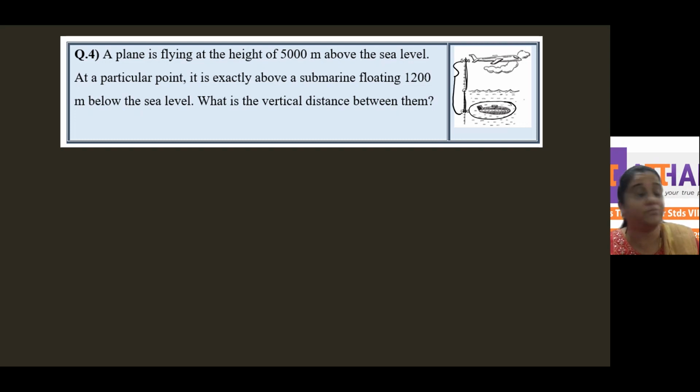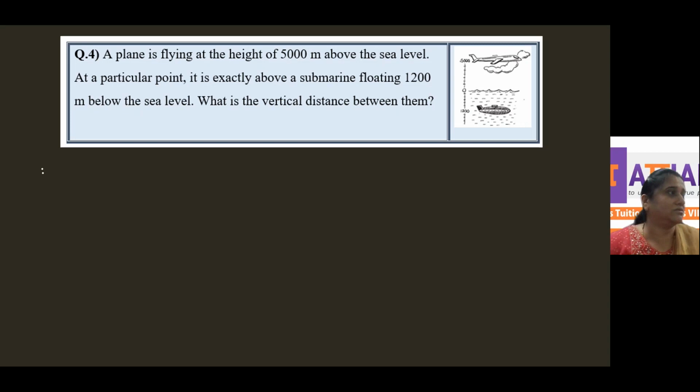What is the distance between them? You should not subtract the distance between them. 6,200, because distance is positive. So from the plane to the sea level, 5,000 meters. From here to here, 1,200 meters. So totally 6,200 meters, because distance is always positive. Okay, supposing you have to come down from here to here, it's 5,000 meters, and from here to here, 1,200 meters. So totally 5,000 plus 1,200, 6,200 meters. There's not a number line.